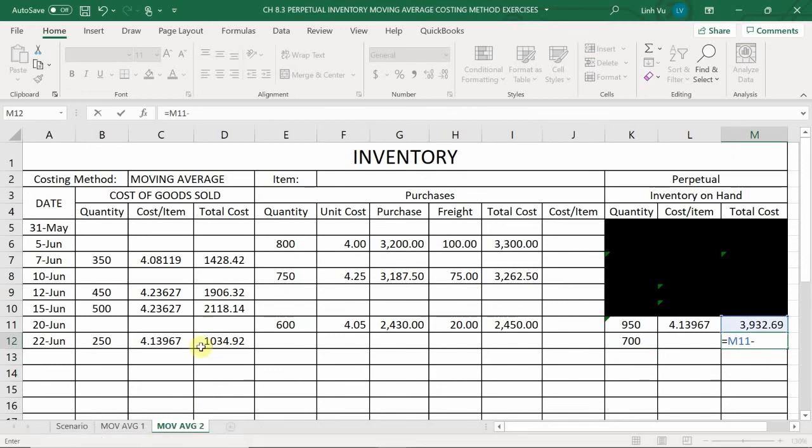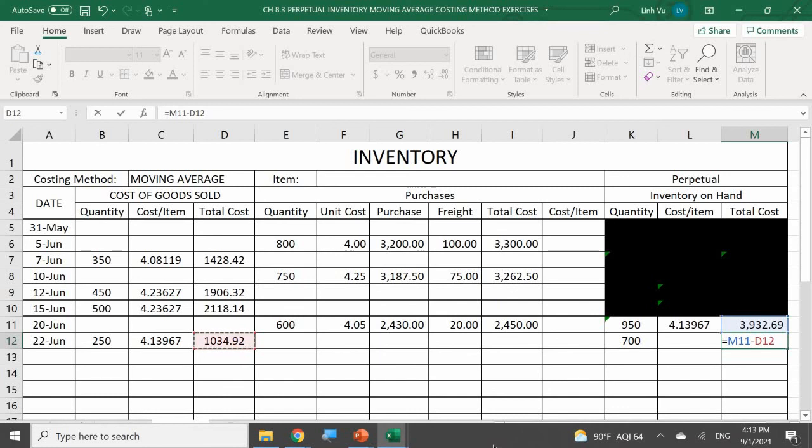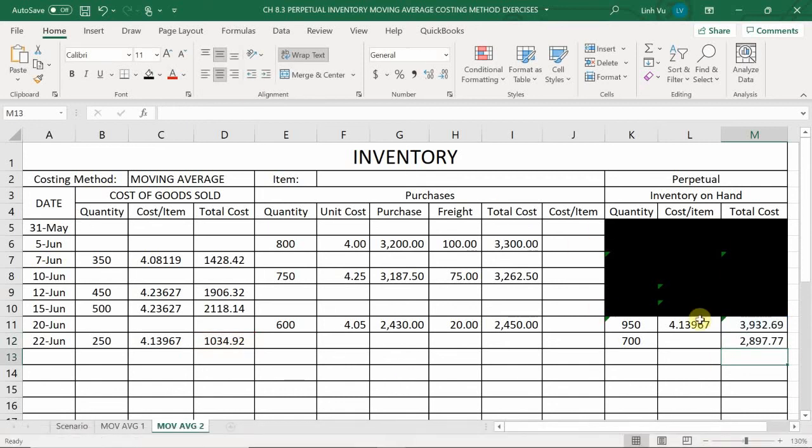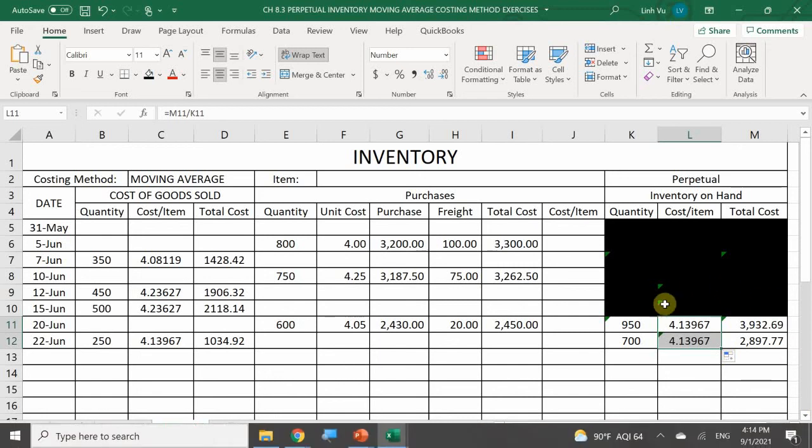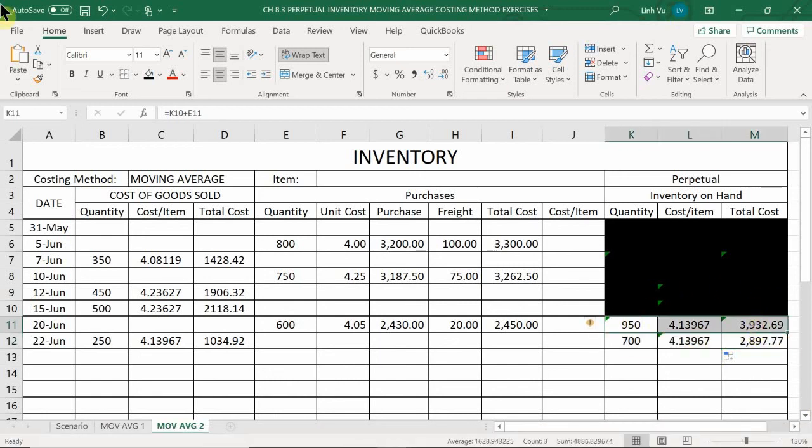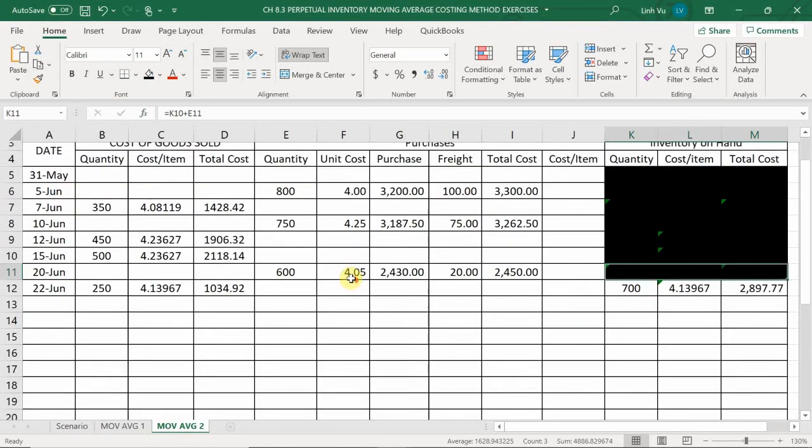All right. What's my new total cost? $2,897.77. Good. 2,897.77, which then brings my new average cost per item to be 4.13967. So no changes there. All right, almost done, guys.